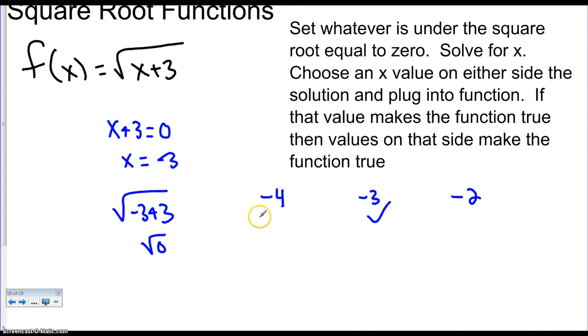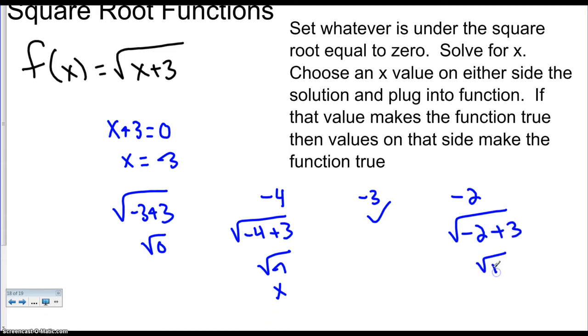Okay? Now I'm going to plug in negative 4 into this. So I get negative 4 plus 3, which is the square root of negative 1. Now, is that true? No, that's not a real number, so I know that does not exist there. Now, if I plug in negative 2, negative 2 plus 3 gets me the square root of 1. Is that a real number? Yes. So what happens is anything this way will make it true.